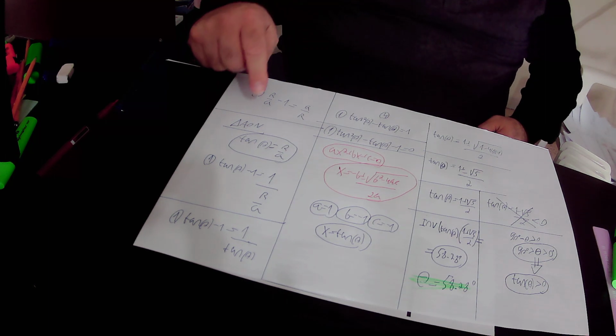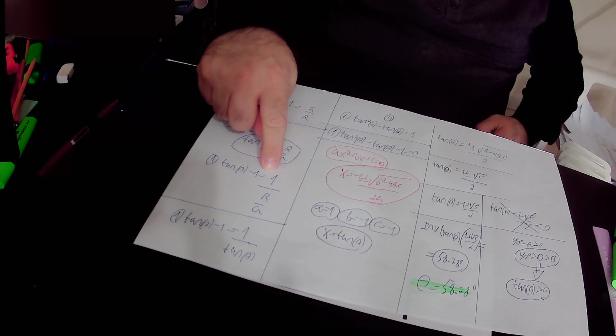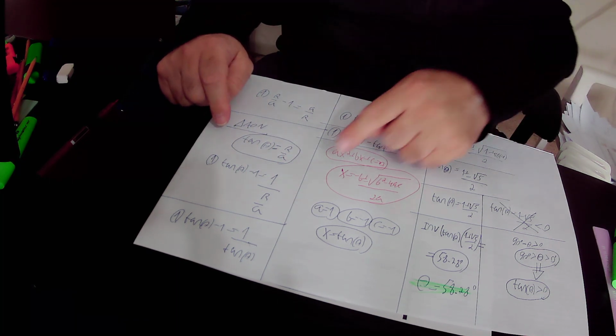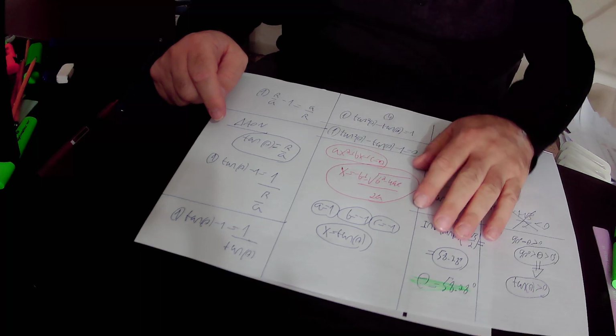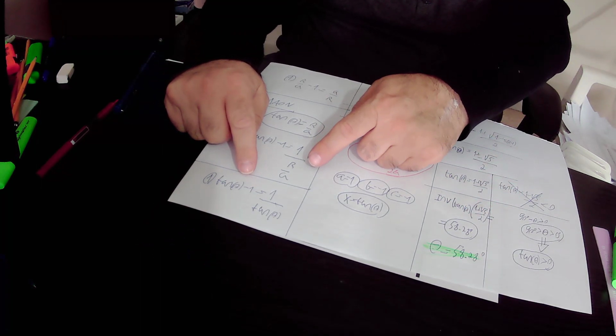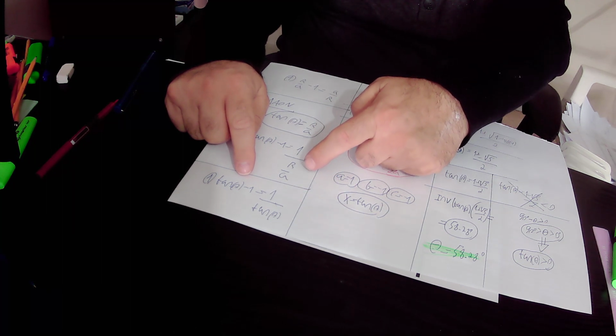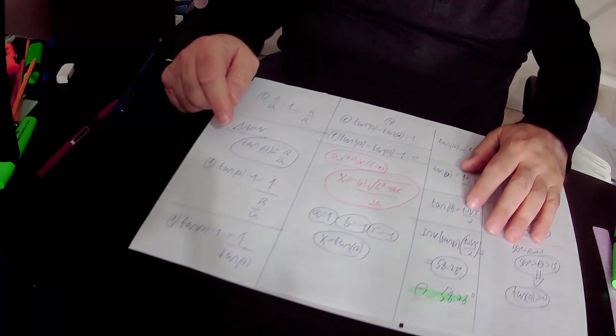We did it, and we got that R over A times tangent theta minus 1 equals 1, and A over R is 1 over R over A. Now we can substitute R over A by tangent theta. So we got that tangent theta minus 1 equals 1 over R over A, which is tangent theta. So we substituted R over A by tangent theta.